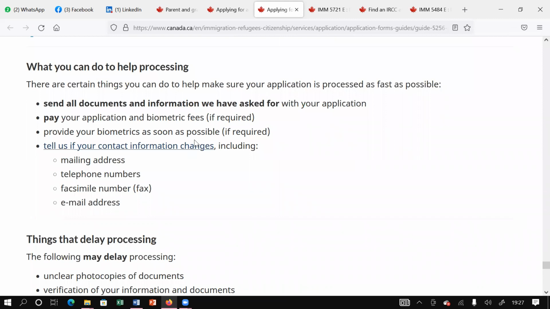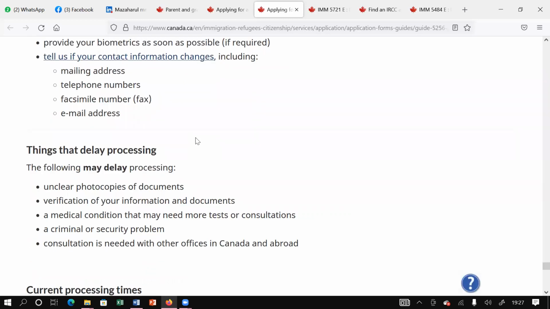What you can do to help processing. There are certain things you can do to help make sure your application is processed as fast as possible. That is, send all documents and information we have asked for with your application, pay your application and biometric fees, provide biometrics as soon as possible, and tell us if your contact information changes, that is, mailing address, telephone, or other information.